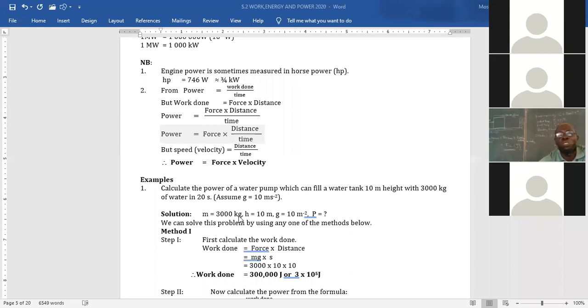That's how mostly you lose out. So mass of what? Mass of water. That is our mass of water. And we are lifting this mass of water through what distance? A height of 10 meters.